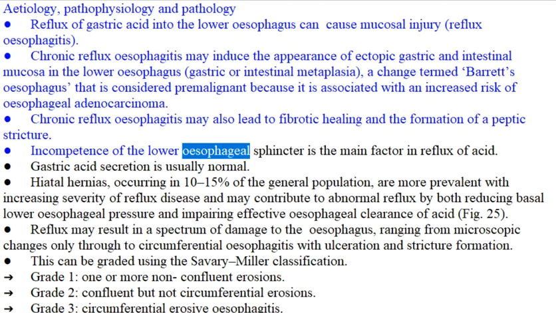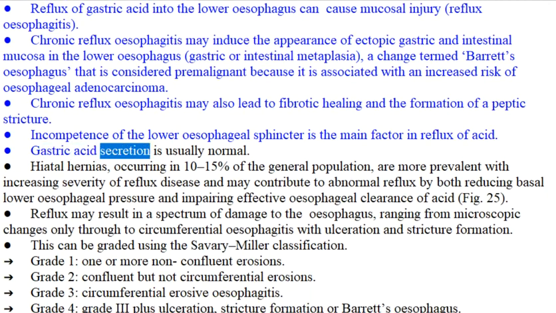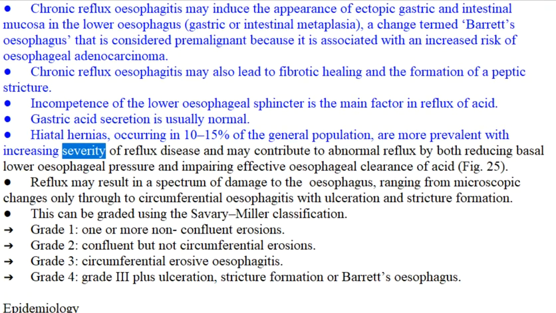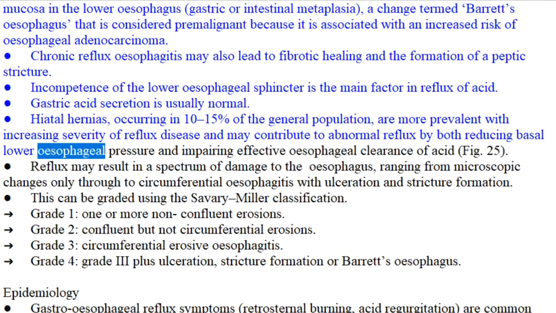Incompetence of the lower esophageal sphincter is the main factor in reflux of acid. Gastric acid secretion is usually normal. Hiatal hernias, occurring in 10–15% of the general population, are more prevalent with increasing severity of reflux disease and may contribute to abnormal reflux by both reducing basal lower esophageal pressure and impairing effective esophageal clearance of acid, Fig 25.